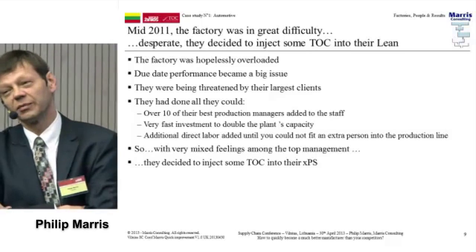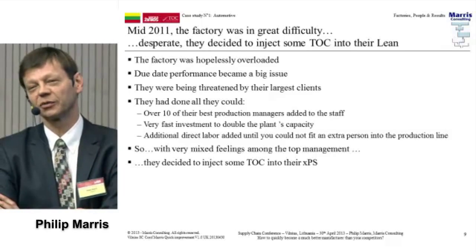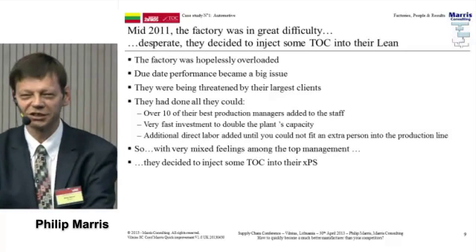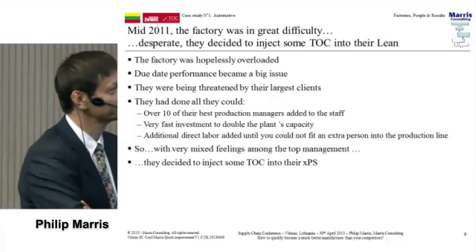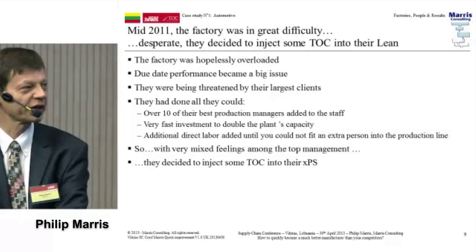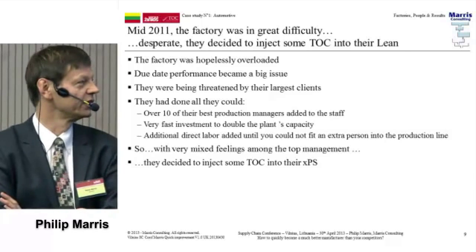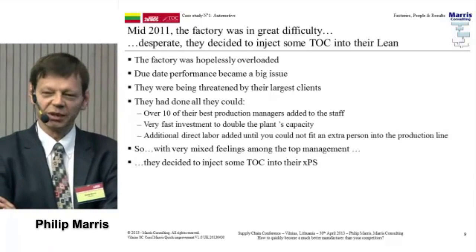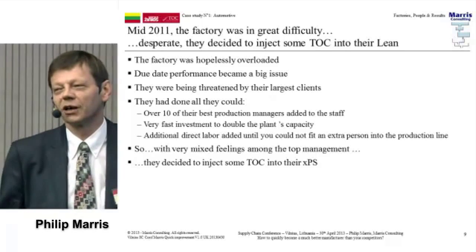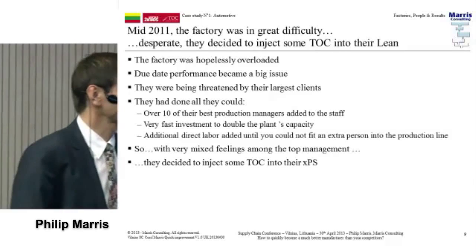They'd sent 10 of their best production managers from around the world in as well. So I had 11 plant managers simultaneously, which was quite an experience. They were already building a second factory to go from 1,000 to 2,000 people and double the output. And they put as many people as they could physically fit into the lines. You just didn't have any more room, right? And yet they were still late.